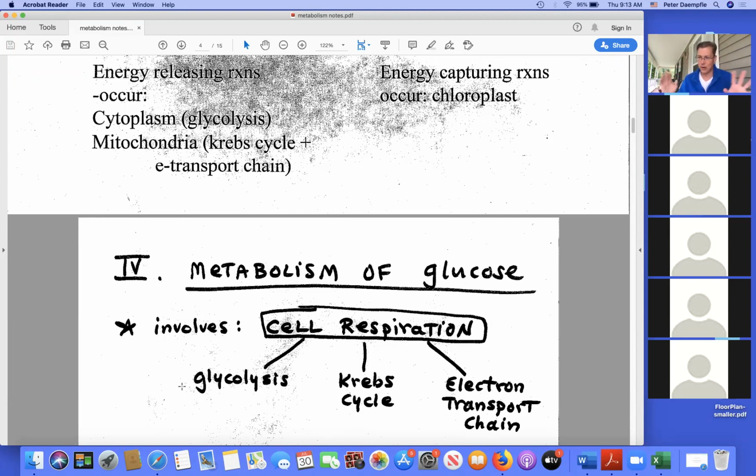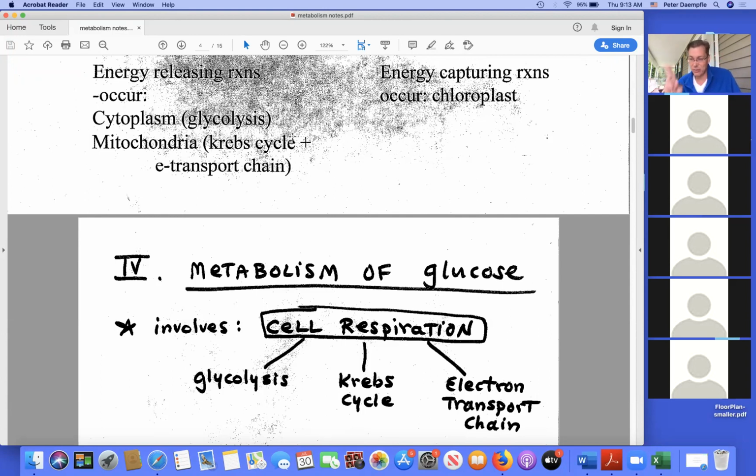Three parts of breaking down all food in the body. And where does it happen? Glycolysis happens in the cytoplasm, as I write right here. Cytoplasm, that's figure 4.13, happens right in the cytoplasm. All organisms carry out some form of glycolysis, including the bacteria.